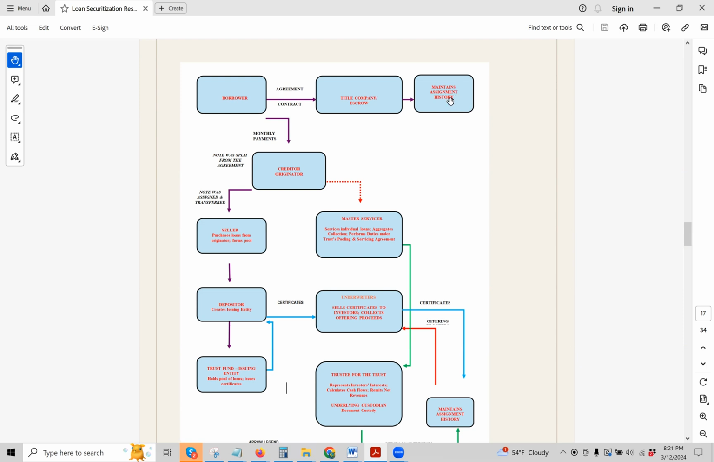So basically, it goes to the title escrow, the title company, and they maintain the assignment history. For those of you who do not know, or are new to this area, the assignment of mortgage document is basically a document that is filed at the county. For example, and this is for mortgages, this particular example.